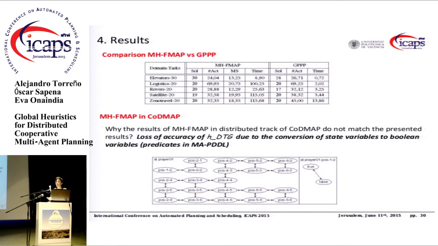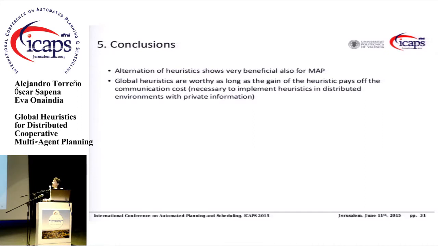And here on the right, we have one true-false DTG. When we work with binary Boolean variables, what we get is a set of true-false DTGs, one per value of the variable. So as you can see, there is a great loss of accuracy in the heuristic, especially in the DTG. Well, finally, we can say that alternation of heuristics shows to be very beneficial, also for multi-agent planning, and that global heuristics are worth it as long as the gain of the heuristic pays off the communication cost, which on the other hand is necessary if you want to work in distributed environments with private information.